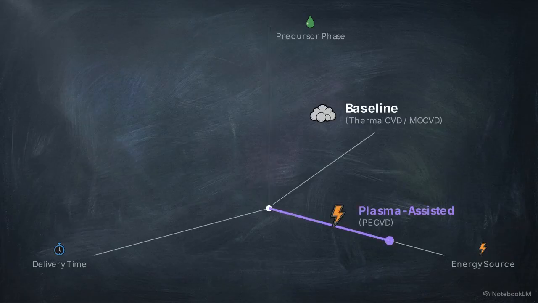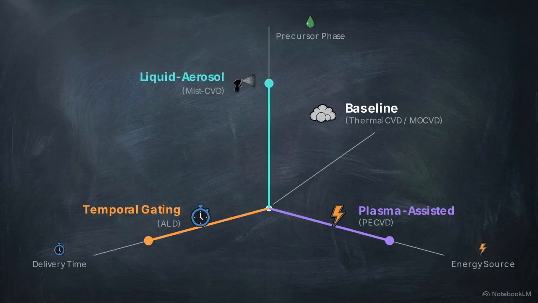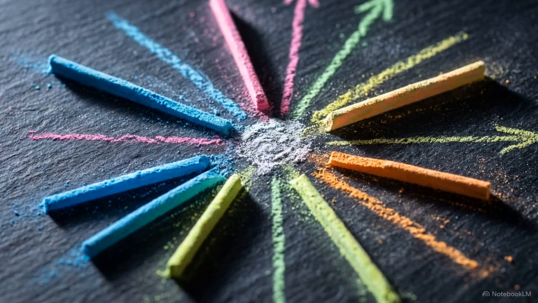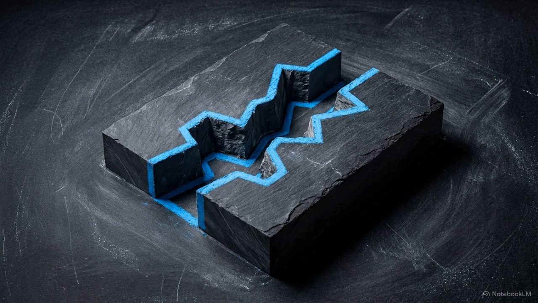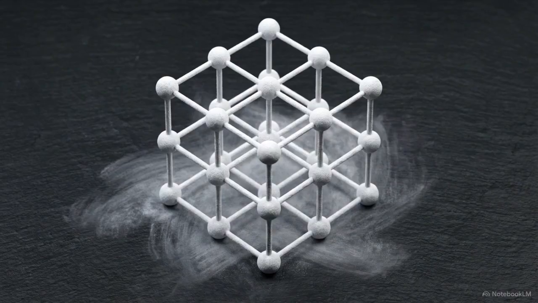Shifting energy outward creates PECVD. Shifting time outward creates ALD. Shifting phase creates MIST CVD. Each trajectory solves a physical limit. Plasma controls tensile stress. Pulsed self-limiting reactions guarantee exact conformality, and aerosols reduce crystalline dislocations.